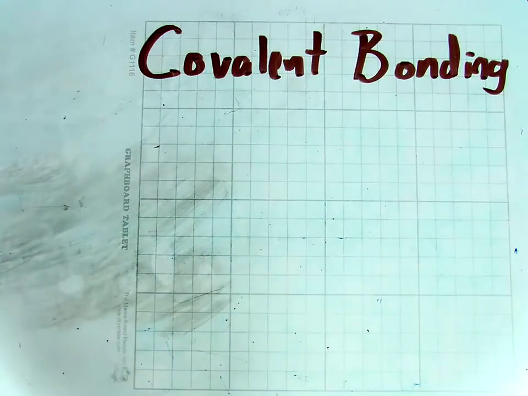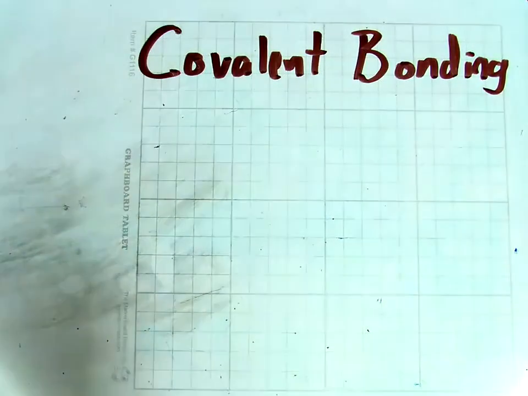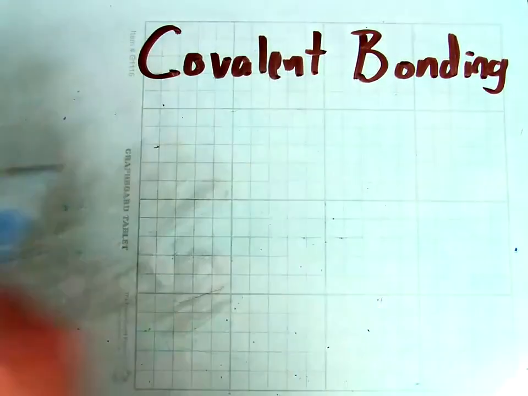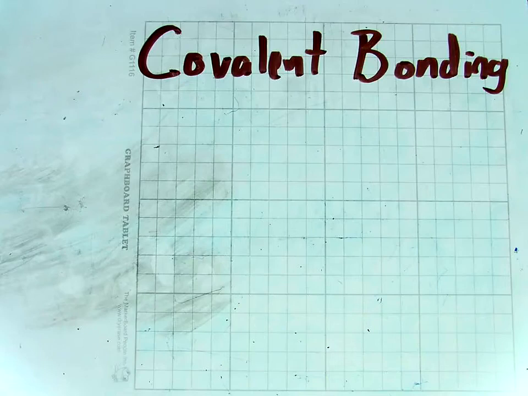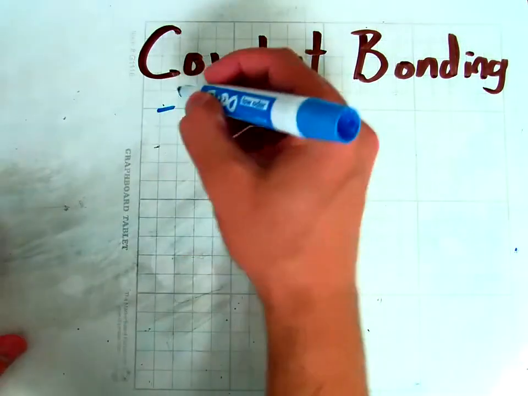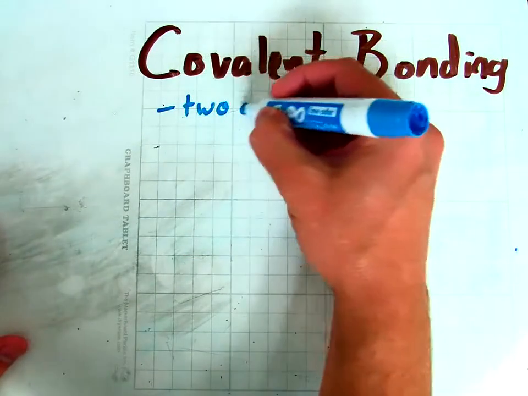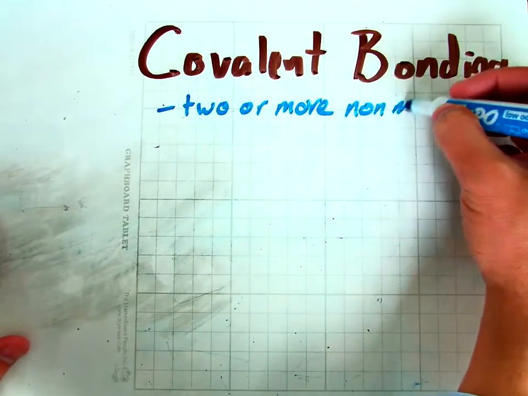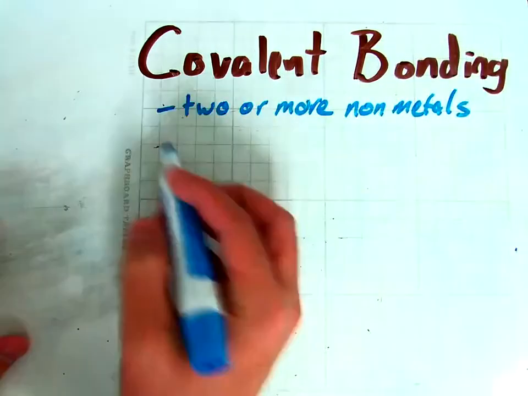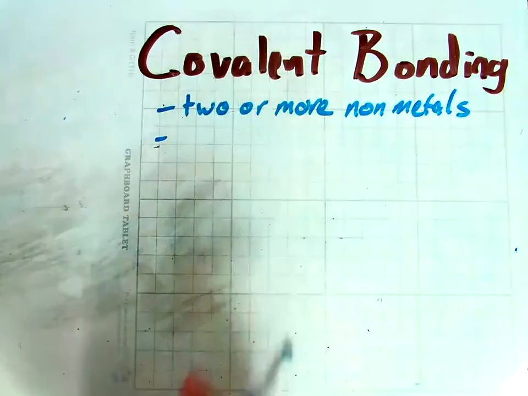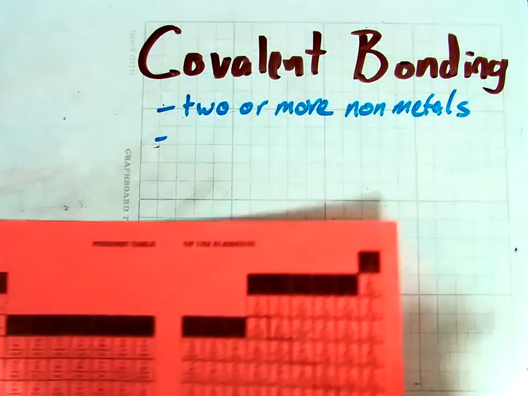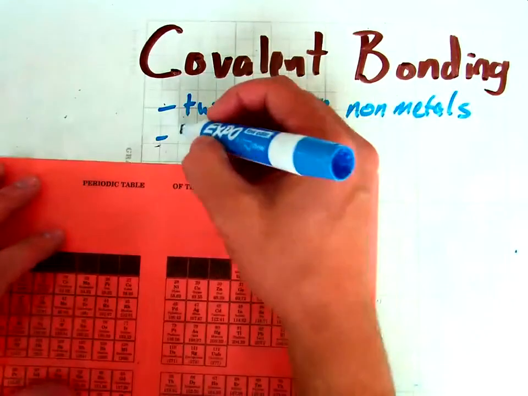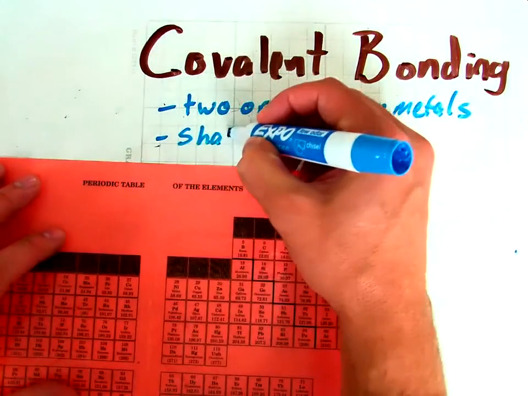This video is about covalent bonding. With covalent bonding, it differs from ionic bonding because covalent bonding happens between two or more nonmetals. With ionic bonding, we're giving away electrons and gaining electrons. With covalent bonding, these electrons are shared.